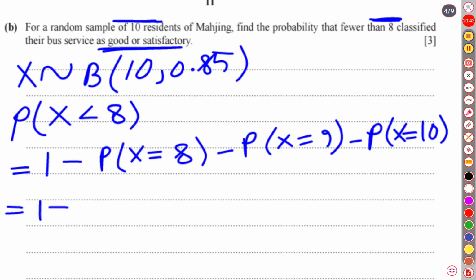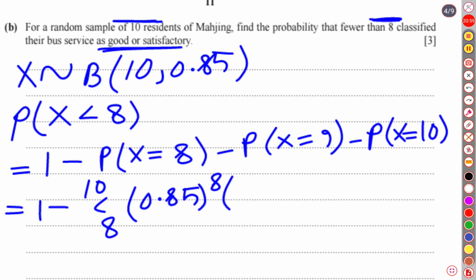So 8 people out of 10 choose 8. Out of 10, 8 people classified this as good or satisfactory, which means 0.85. How many people? 8 people. Then the remaining 2 people didn't classify. So q is 0.15, because 1 minus 0.85 is 0.15. Two people didn't classify, so we are just writing 2 here for the first case.